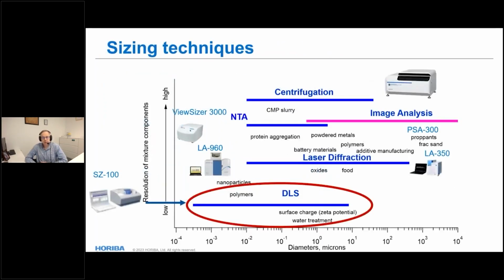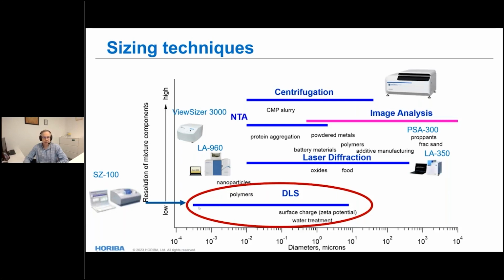This is one of my favorite slides, or a flavor of it, where I plot resolution on the left axis and particle diameter on the bottom axis, and list a range of techniques. Up in the millimeter range, you're looking at things like image analysis. We're basically taking pictures of particles. As you move down into the submicron, you'll start looking at centrifugation, nanoparticle tracking, a bit of laser diffraction, and then our friend dynamic light scattering, which, as you can see by this plot, reaches down to the smallest particle sizes.